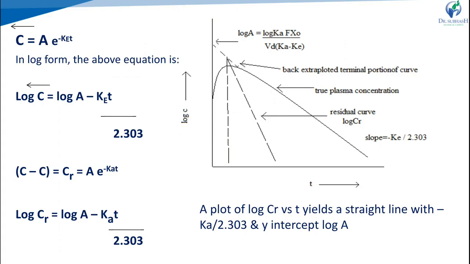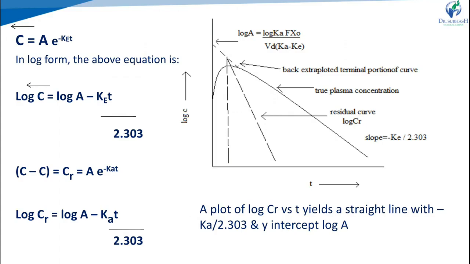So log C, the back extrapolated values, the arrow represents the back extrapolation. So C back extrapolated is equal to A e raised to minus Ket. Going for the log form of that equation, log C back extrapolated is equal to log A minus Ket upon 2.303. So that gives the C back extrapolated values, and we have to go for the plot of graph log C versus time.